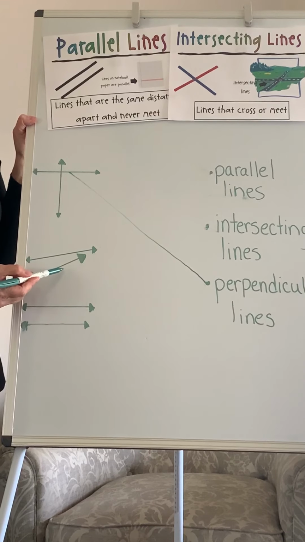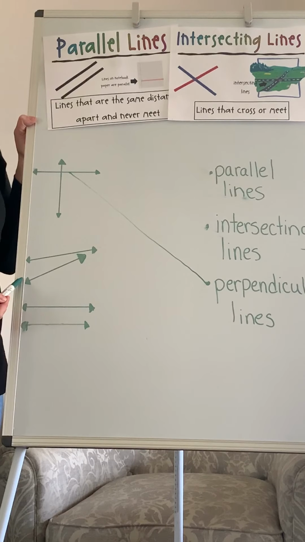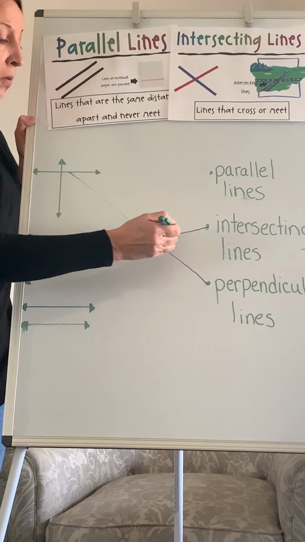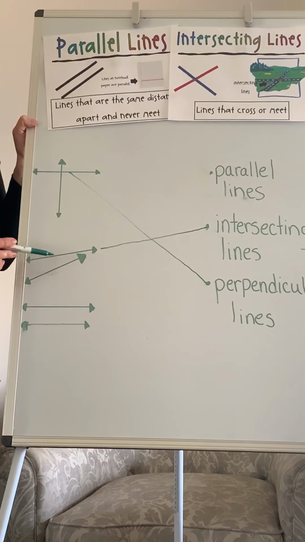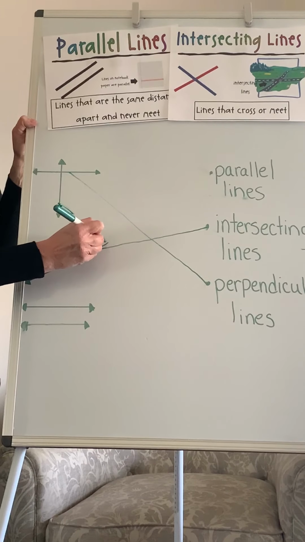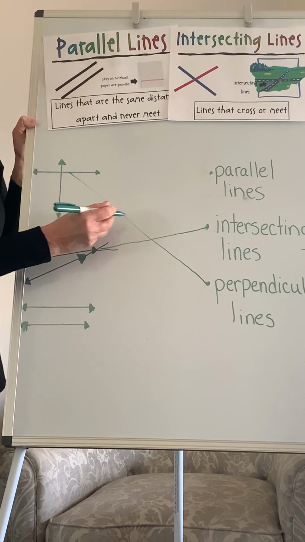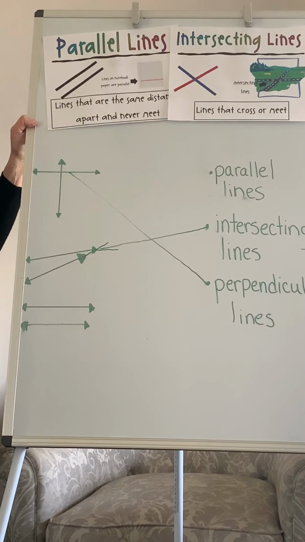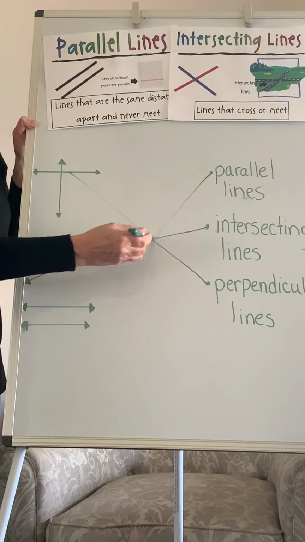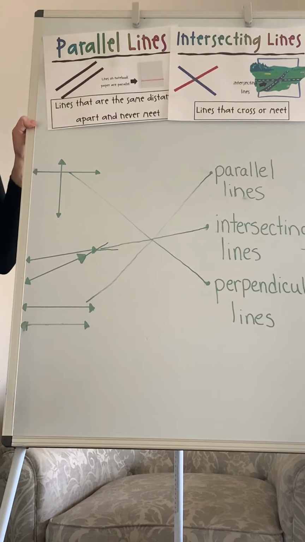Now take a look at this set of lines. Again, take a second. If you said intersecting, you are correct. Now, they are not touching yet, but if we were to continue drawing this line, they would cross paths. Finally, we have this last set of lines here. Take a second. And if you said parallel lines, then once again, you are correct.